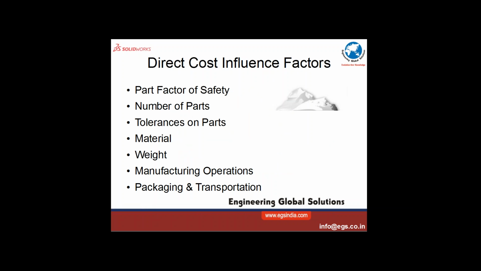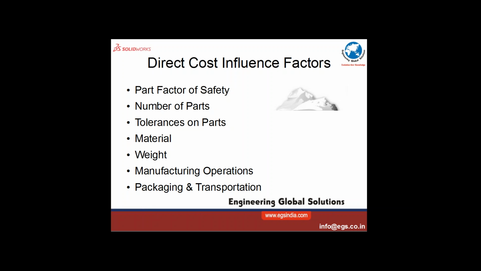The direct cost influence factors can be stated as starting with the part factor of safety, the number of parts going into the assembly, the tolerances that have been specified on the parts, the material used in the part definition, the weight of the parts, the manufacturing operations, and the packaging and transportation. These are some of the direct cost influence factors that we see day in and day out, where we get a feel for what they are.